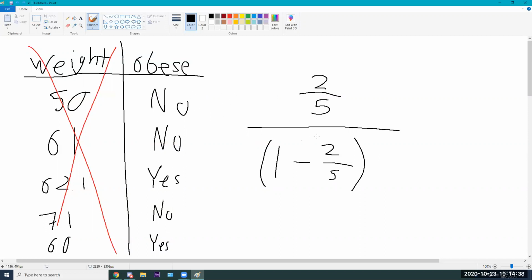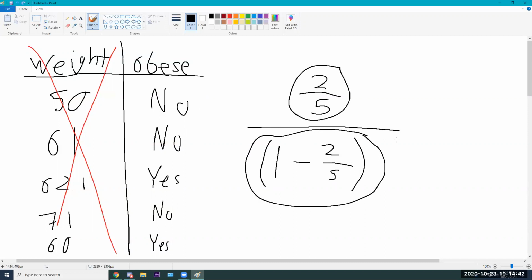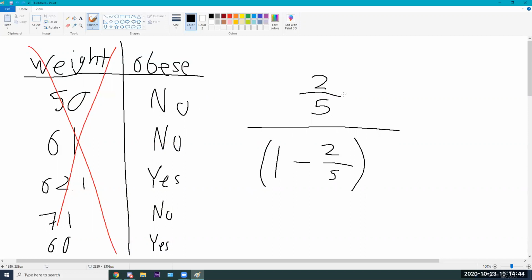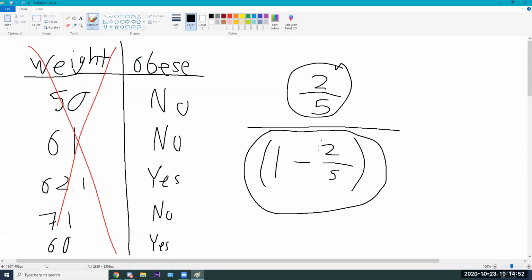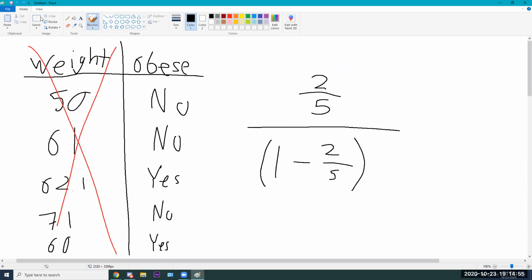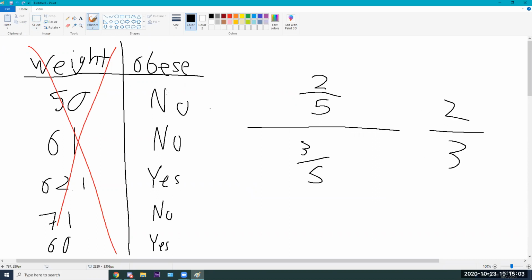And this is exactly what we want. We want the probability that it is obese divided by the probability that it's not obese. If you were to just get the simple probability, this would be the probability of it being obese versus every single possibility. But that's not what we're doing here. Here we're taking the odds. So again, 1 minus 2/5, we get 3/5. And once you simplify, you end up with 2/3 again. So that's odds.